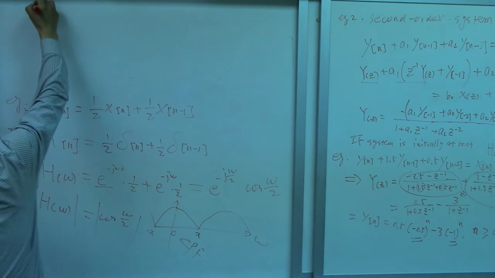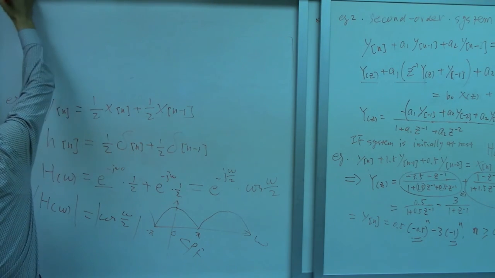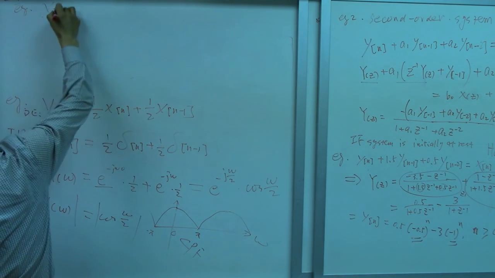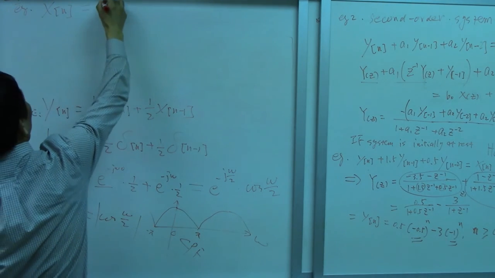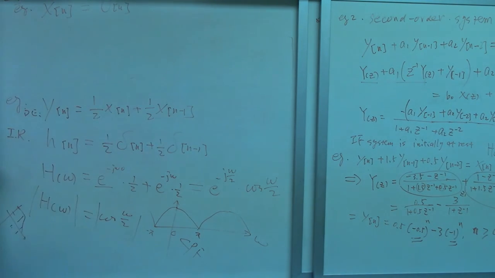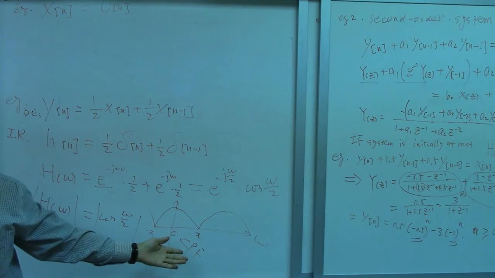Okay, now let's see. Example. So we know this is a low pass filter. Okay, suppose x[n] is a unit step. 1, 1, 1, 1, 1, 1, 1. Is that a DC signal? Yes or no? Is 1, 1, 1, 1, this a DC signal? Yes, right? Okay, louder, I cannot hear you. Yes. So from here, what do you expect the output is?